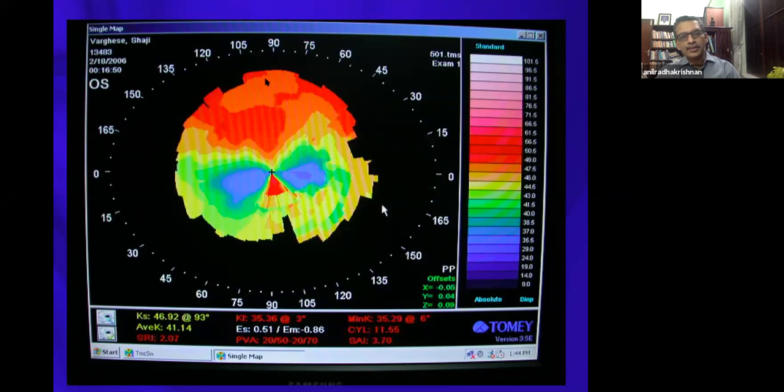So there is a compensatory steepening, that is, this part is flat and in the lower part, he has got an ectasia, which is sort of bulged out. Because it's a Placido-based image, it cannot image the bulge fully. That's why it shows a pattern like that. With Pentacam or one of the newer topography devices, you can exactly see the bulge of the cornea here.